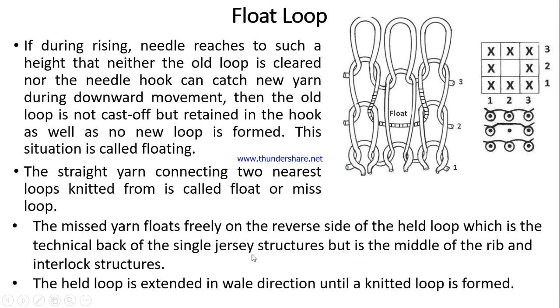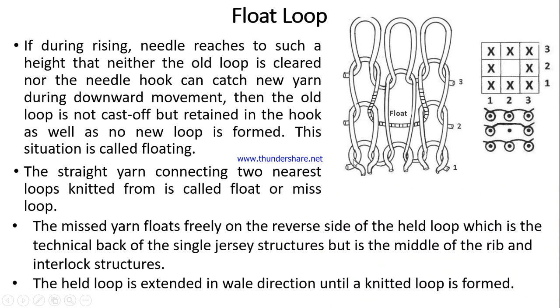Okay, in the technical back of the single jersey structure, but it is the middle of the rib and interlock structure. In case of single jersey fabric, you can see the float at the technical back. But in case of double jersey structure such as rib and interlock, the floats will never be visible because the float will be hidden inside the structure. Because in case of double jersey fabric such as rib and interlock, always on both sides you will see the technical face.